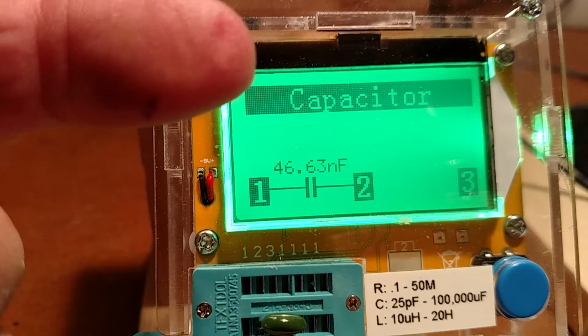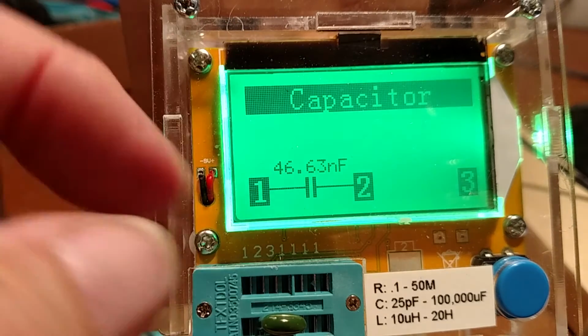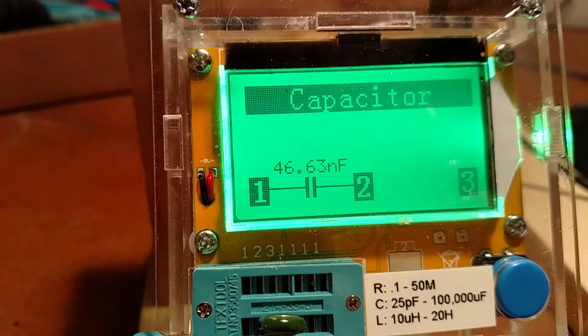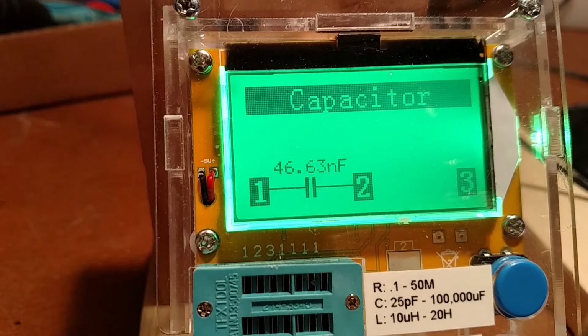But here's a capacitor. This is a 47 nanofarad capacitor. It's marked 47 and it reads 46, so it's doing a good job. Compared to the All Electronics meter, all these little components like that, they pretty much measure the same because it's more or less the same technology. It's putting a pulse in and measuring rise times, fall times, decay, something.